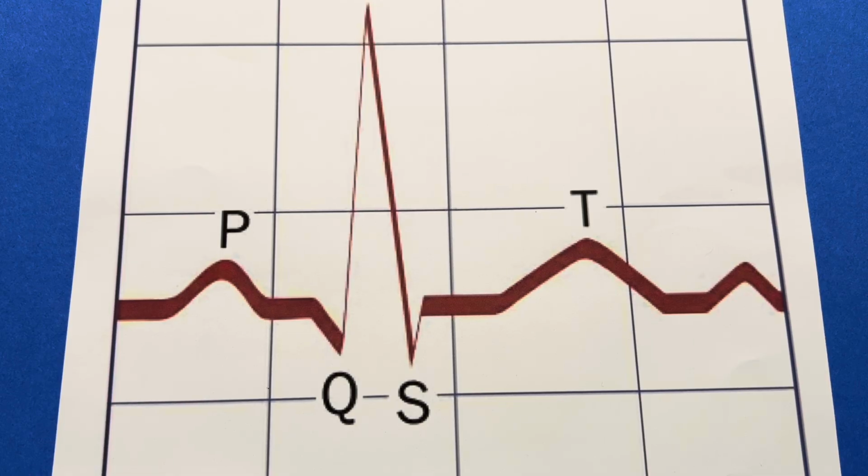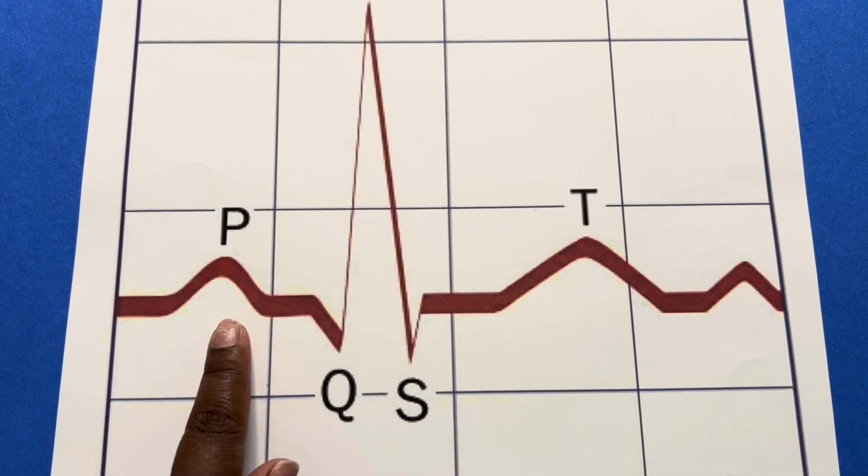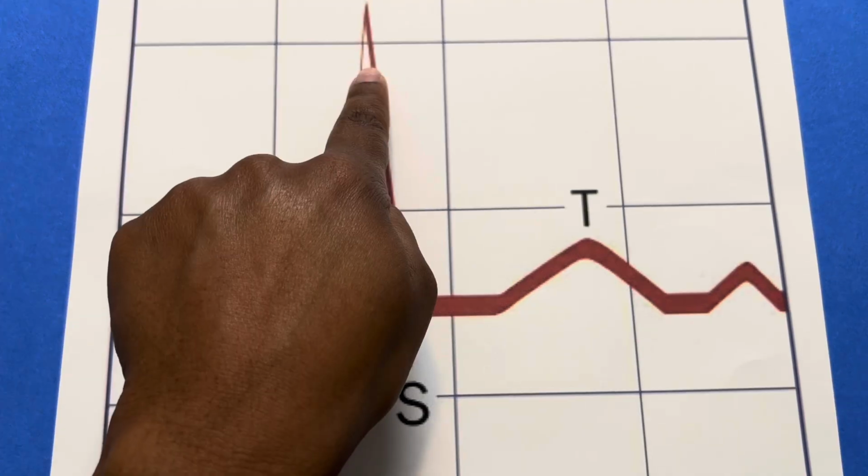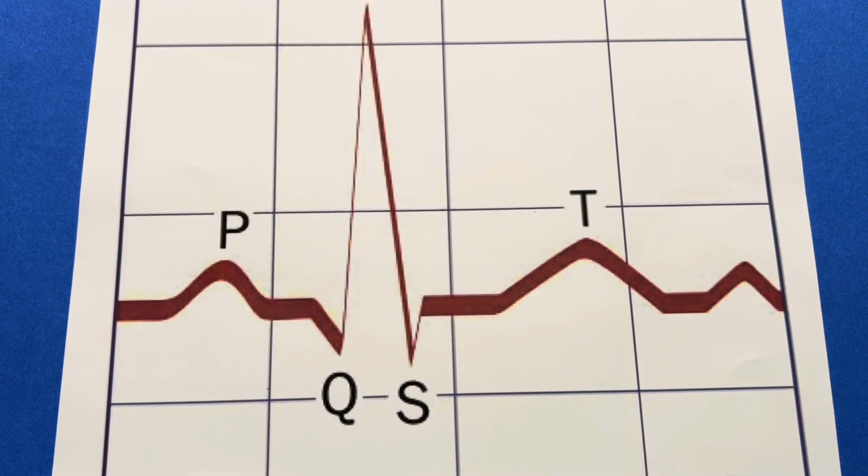Before we jump in, let's do a quick review. Each heartbeat on an EKG strip has a P wave, a QRS complex, and a T wave. The QRS complex is the tallest spike, and it represents ventricular contraction. To calculate the heart rate, we're basically figuring out how many times the heart beats per minute. That's where the two methods come in. One is super fast for regular rhythms. The other works for any rhythm, even irregular ones.